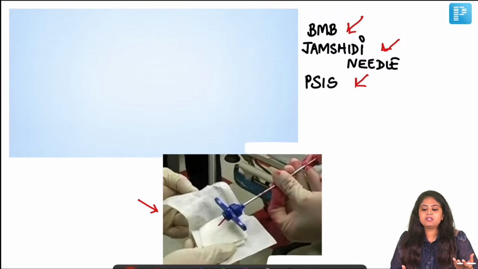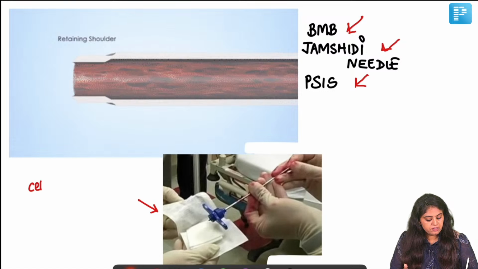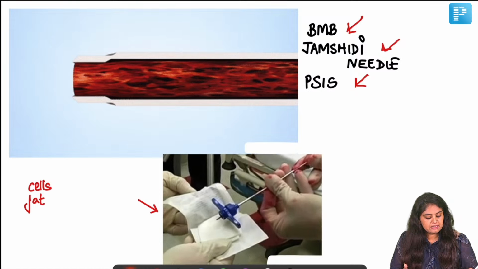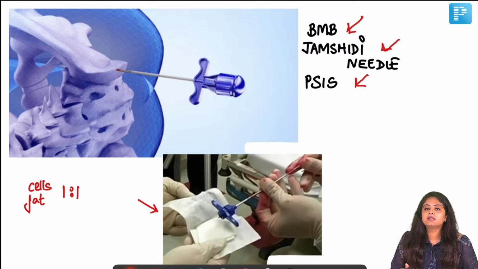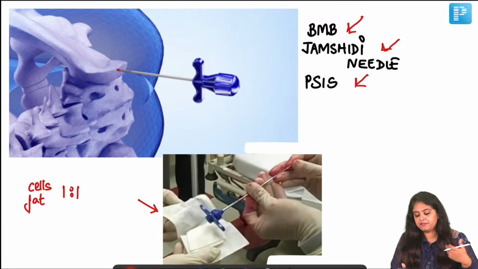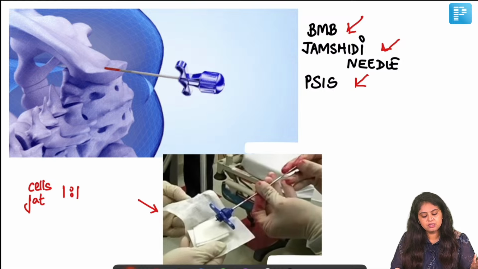Now they'll ask you questions. If they ask what is the ratio of cells and fat that you get in an adult when you do a bone marrow biopsy: 50-50, 1:1, 50% cells, 50% fat. That is a previous year question. Okay with this? Moving on to the next one.